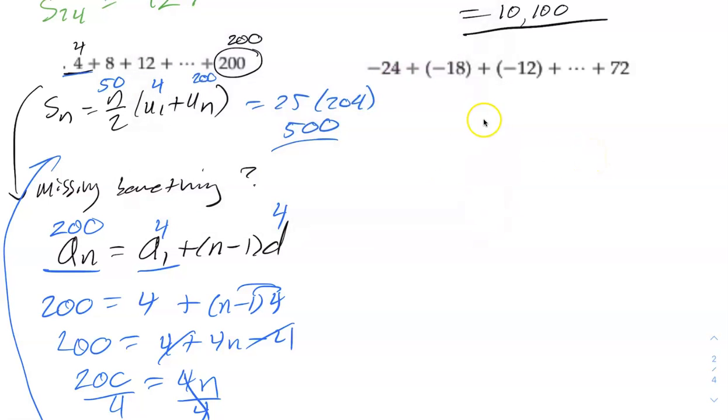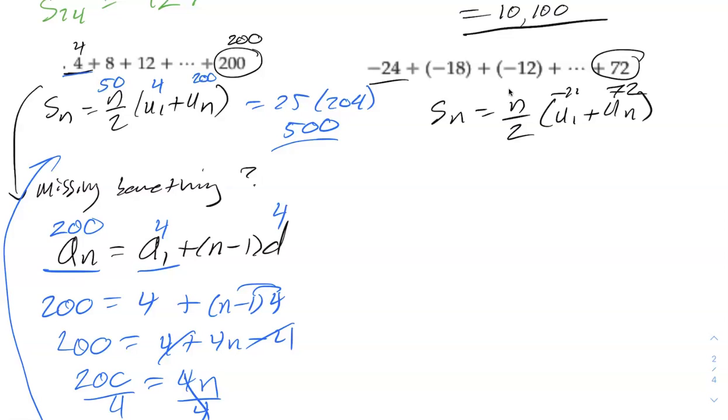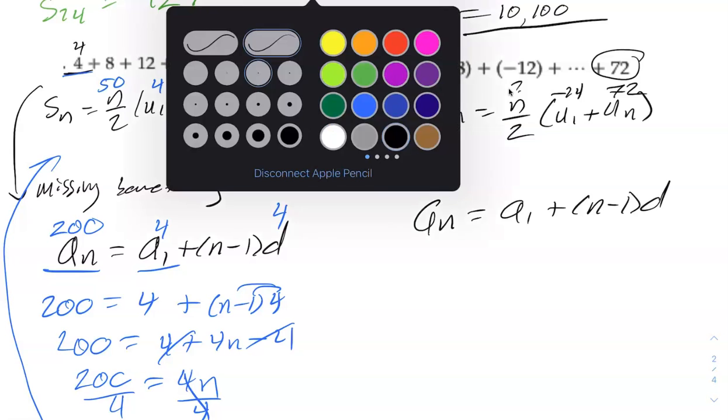Anyway, last one. Same idea, exact same process. I have the first term, I have the last term, but I don't know how many terms I have total. So we're going to do the exact same thing. I know the last term is 72. I know the first term is negative 24. I don't know what n is. So anytime you're missing something, you go back to the original equation, and plug in what you do know.